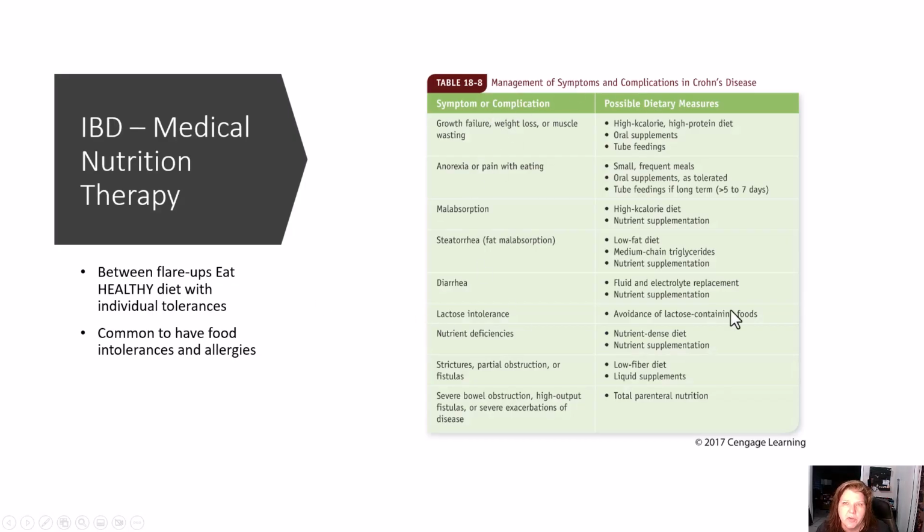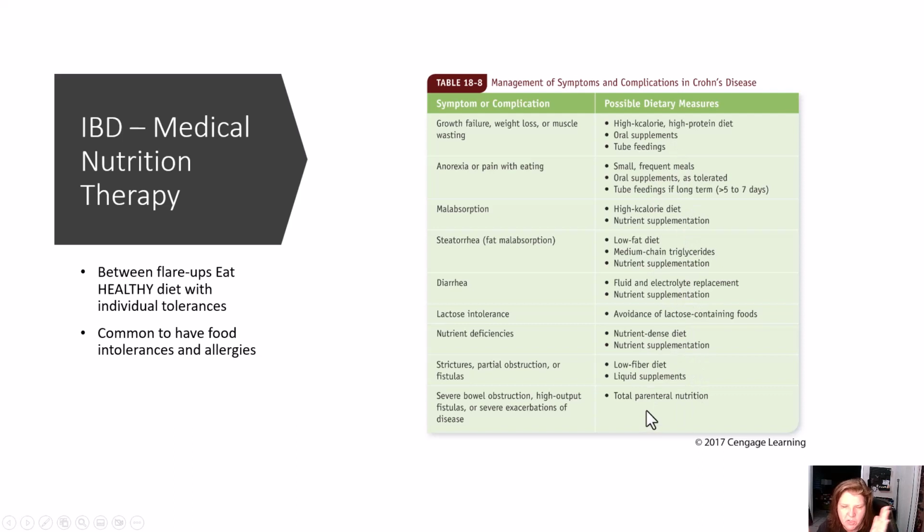So you can see over here in this table, what we're looking at is the symptoms that I mentioned that we could have. So in kids, it might be growth failure, weight loss, muscle wasting, anorexia, pain, malabsorption, steatorrhea, etc. And then over here on the right side, you can see the dietary measures that we take.